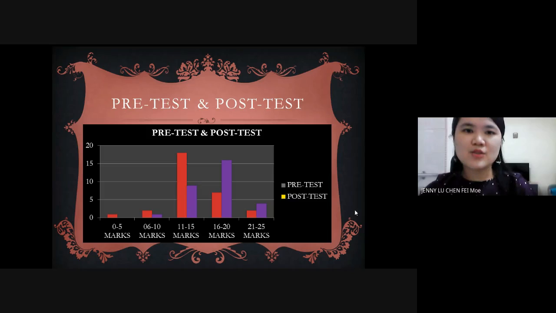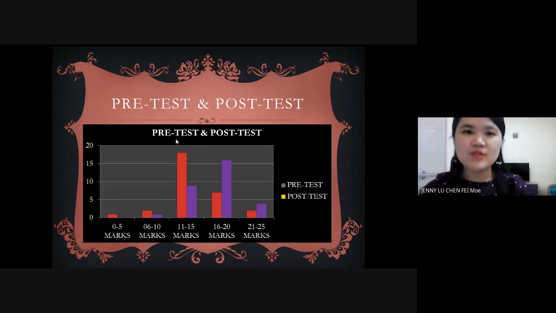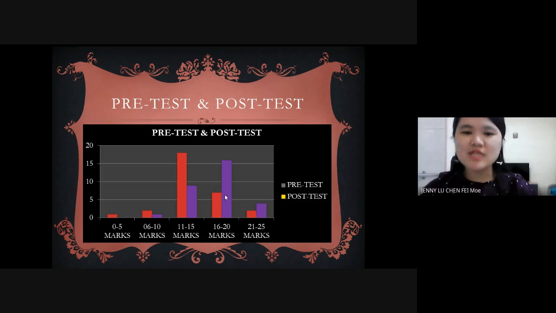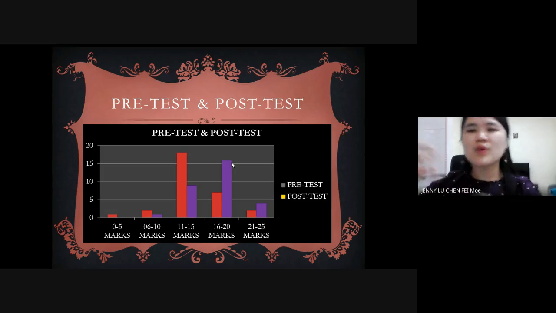So from here, we can see that during the pre-test, most of the pupils scored 11 to 15 marks in Section C. Out of 25 marks, most of them scored in the range of 11 to 15. But during the post-test, it was found remarkably that most of the students were able to score 16 to 20 marks. So we can conclude that the use of BQ cards actually helps pupils to develop their creative written production in terms of the quality of the ideas, as well as their writing skills.